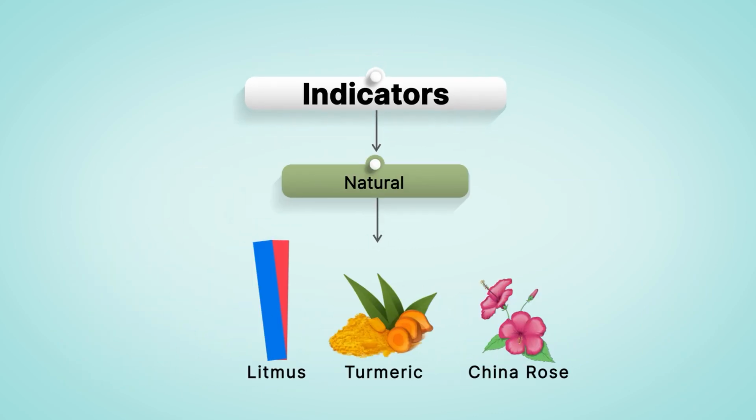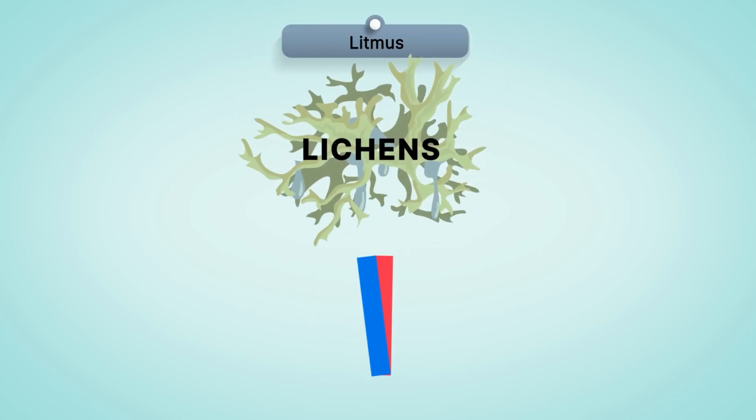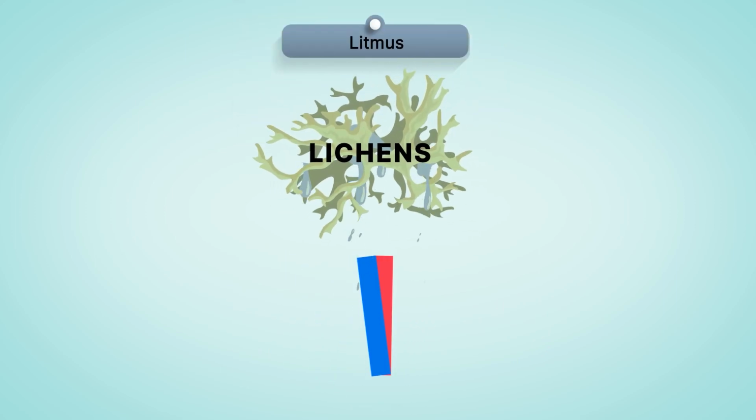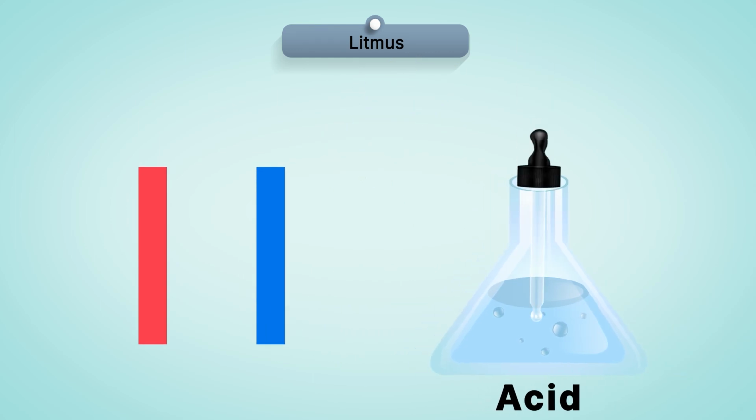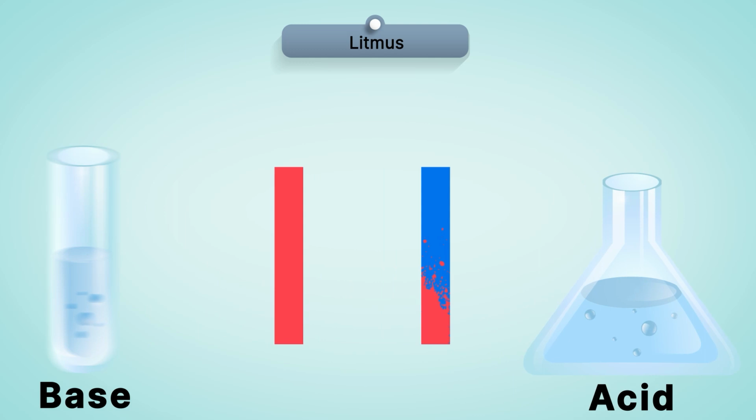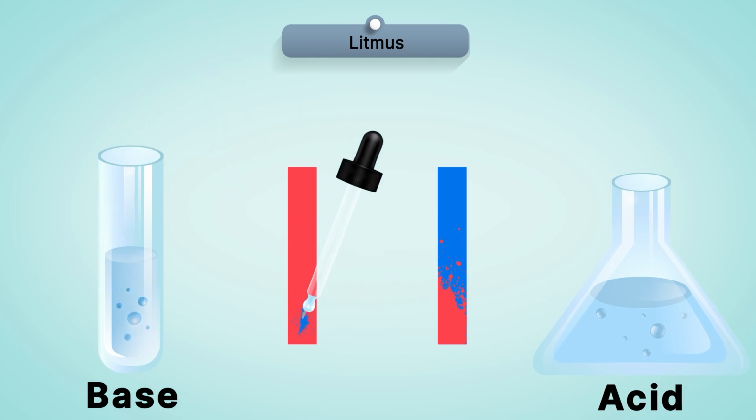The most commonly used natural indicator in chemistry is litmus. It is a mixture of dyes extracted from lichens. When we apply acid on blue litmus paper, it changes its color to red. On the other hand, base solution changes the red litmus paper to blue.